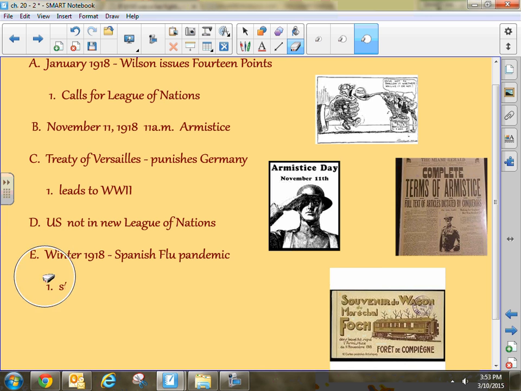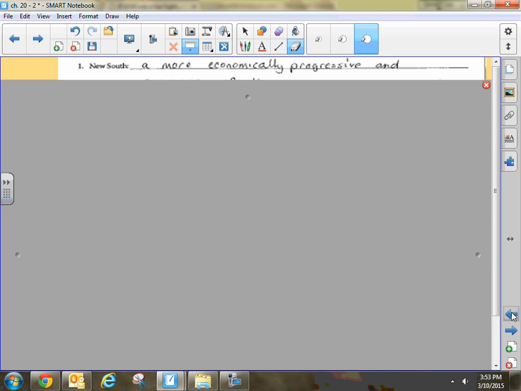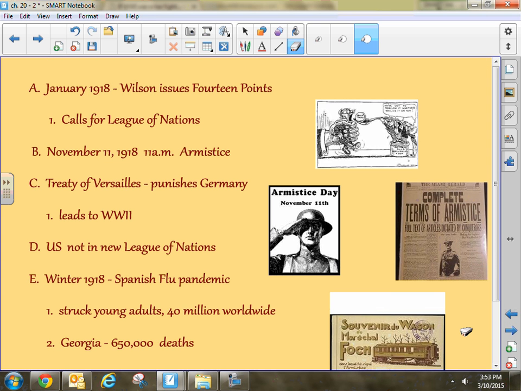Right at the end of the war, winter of 1918, there was a Spanish flu epidemic. Struck young adults, 40 million worldwide, more than died in the war. In Georgia, it caused 650,000 deaths. And that is it for the rest of the chapter.